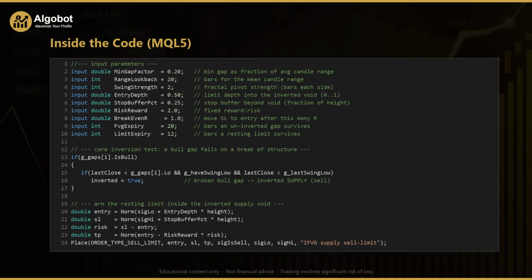At the top are the input parameters, the dials you can adjust in the strategy tester. Minimum gap factor sets how large a gap must be as a fraction of the average candle range, so a higher value ignores small gaps. Range lookback controls how many bars feed that average. SwingStrength defines how many bars on each side confirm a fractal pivot, where a larger number means rarer but firmer structure points. Entry depth decides how far inside the inverted void the limit order rests.